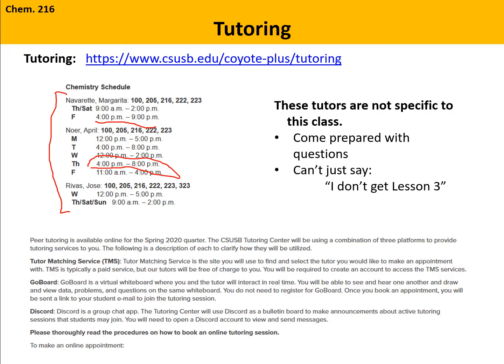And now this is just a different way, right? You can come to my office hours, go to SI, you can go to this tutor. One thing with this tutoring, it's not specific to the class. So come prepared with questions. What that means is they'll have taken Chem 216 and know the material, but they won't have taken it from me, and they won't be necessarily affiliated with the class. So you can't say, hey, I don't get lesson 3, because they don't either. They're not in the class.